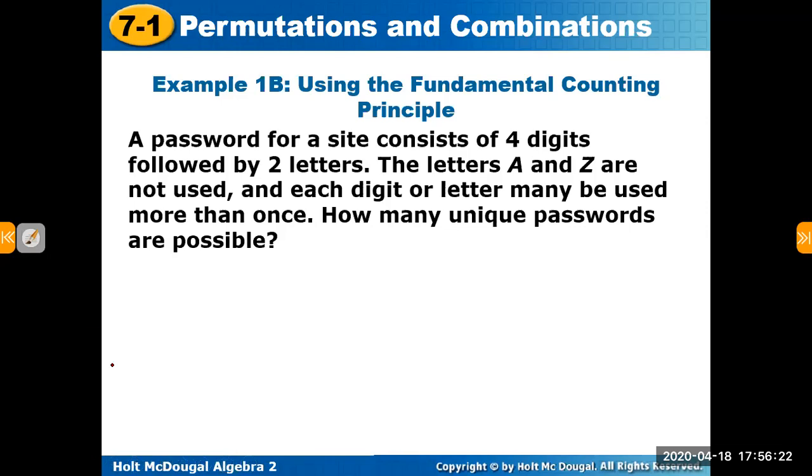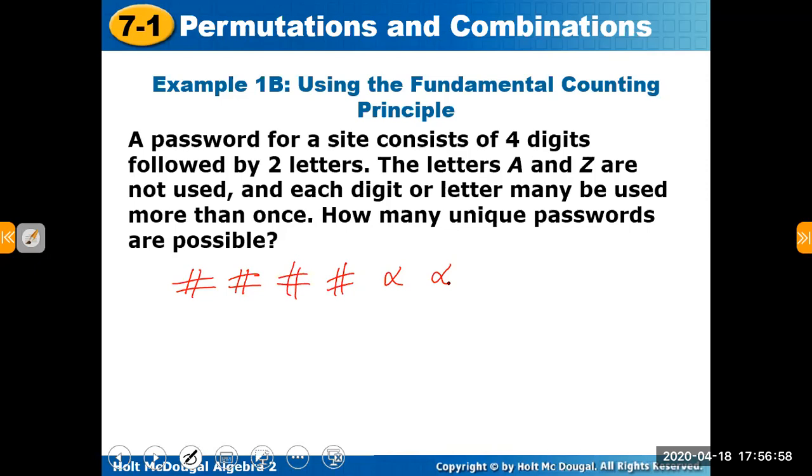So first of all, let's clear it out. We have to make a password which consists of 4 digits. That means numbers. So I'll just try to depict numbers using hash. So I will have 4 digits followed by 2 letters. So let's say the letters we're using alpha. These are just to show the symbol of digits and letters.